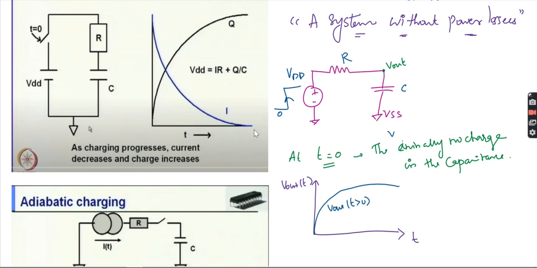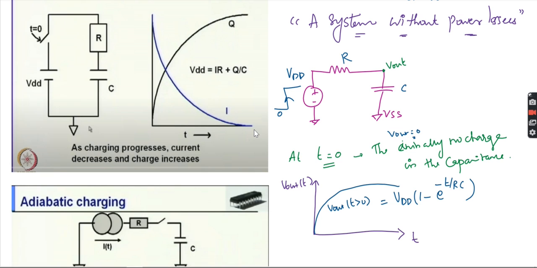At time t is equal to 0, V out is equal to 0. Right? At t greater than 0, what will I get now? The capacitor starts to charge, and it goes like an exponential growth. So now we can say V out of t for t greater than 0 is nothing but VDD into 1 minus e to the power minus t by RC. Here you can see, when t is equal to 0, V out will be 0. When t gradually increases, the capacitor automatically starts to charge. This is the expression we will get.